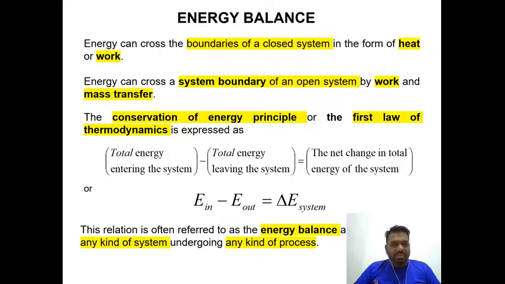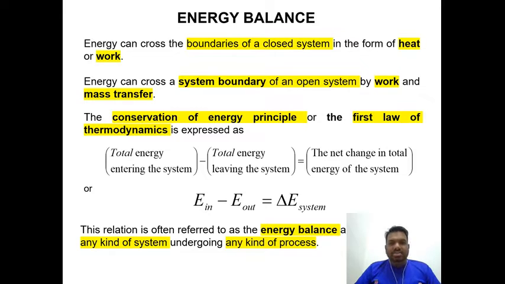We know that energy can cross the boundaries of a closed system in the form of heat and work. So we have practically two systems. The first we call an open system, where mass can go inside and come out of the system. The other is called a closed system, where only heat and work can enter and leave. We need to understand the difference between these two systems.